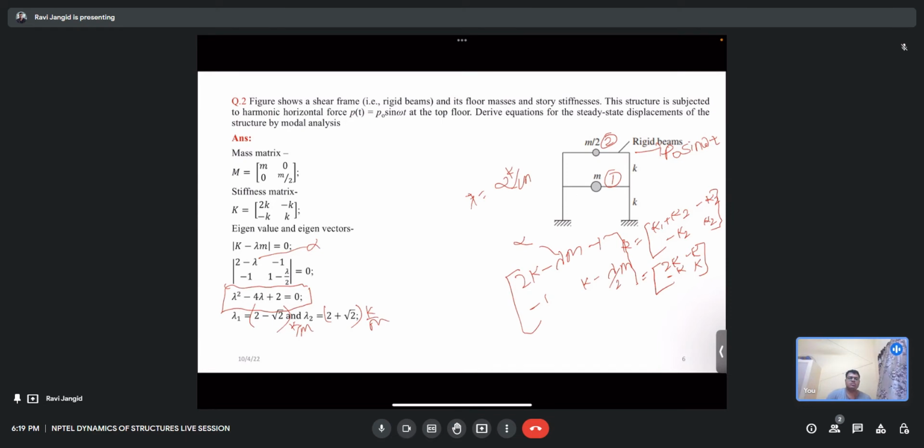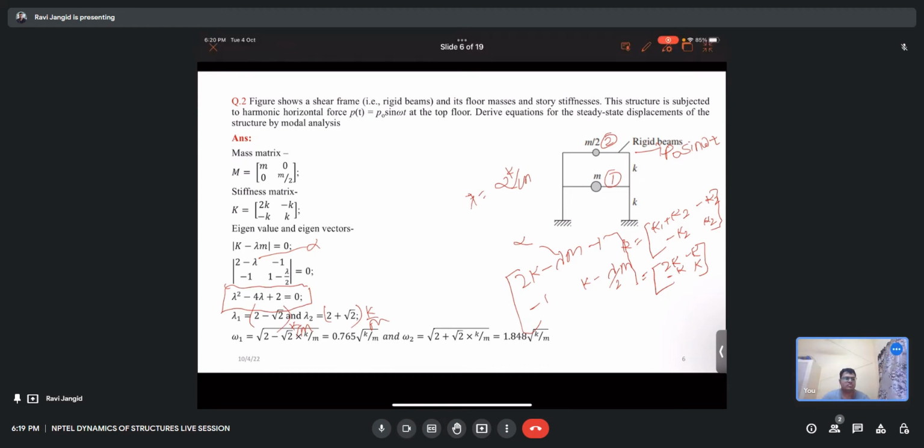Corresponding to these lambda 1 and lambda 2, I need to determine the mode shapes, because for displacement in multi degree of freedom systems, mode shapes are very important. So first we need to determine omega 1 and omega 2, by taking the square root of this. In this, the coefficient is 2 minus square root 2, and this is k by m.